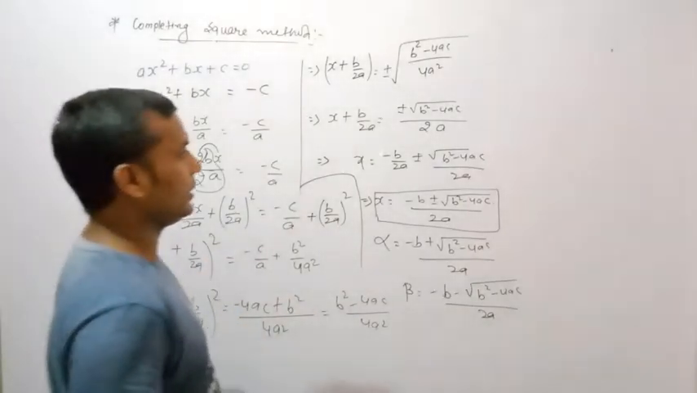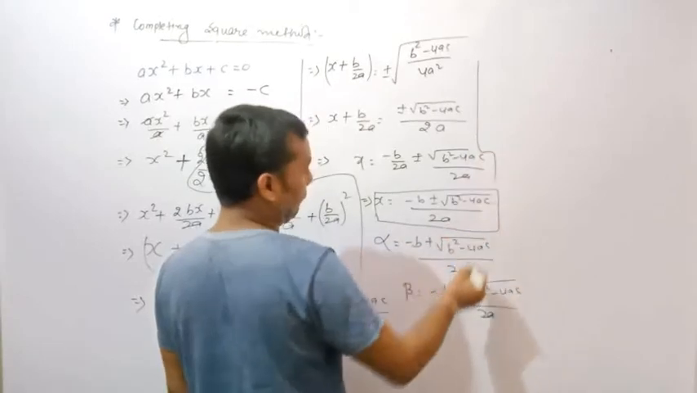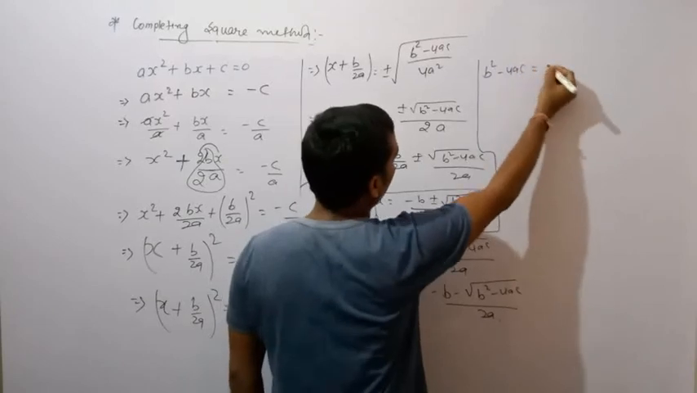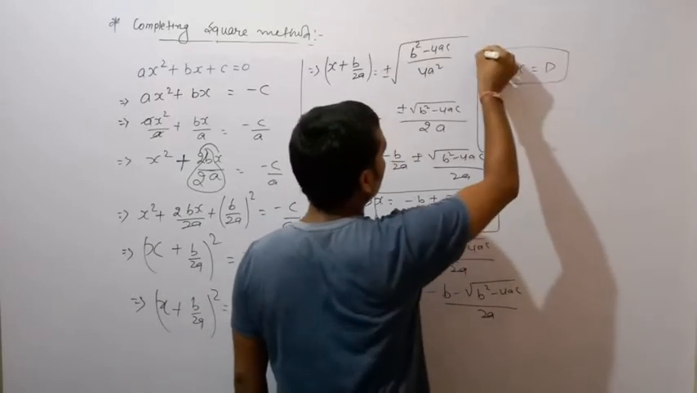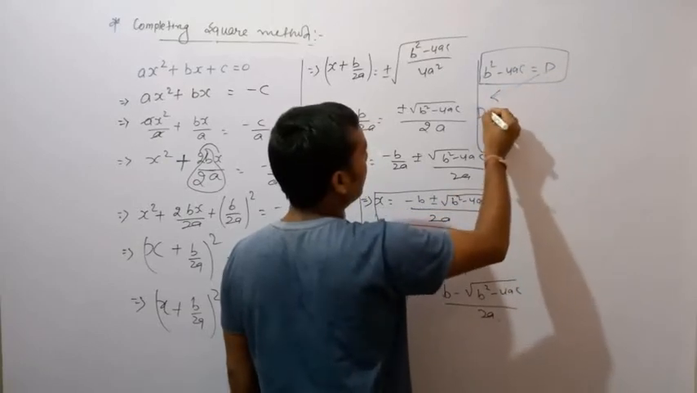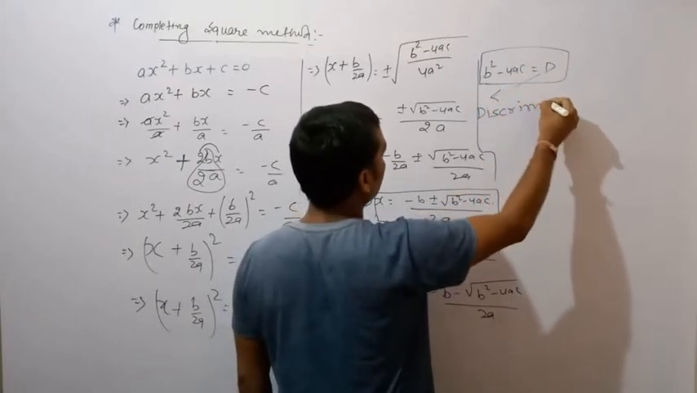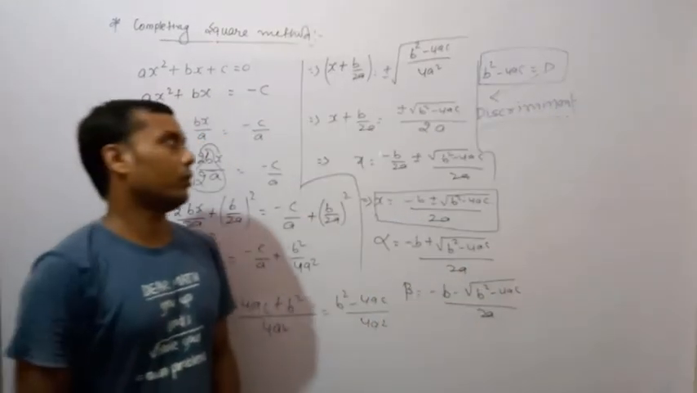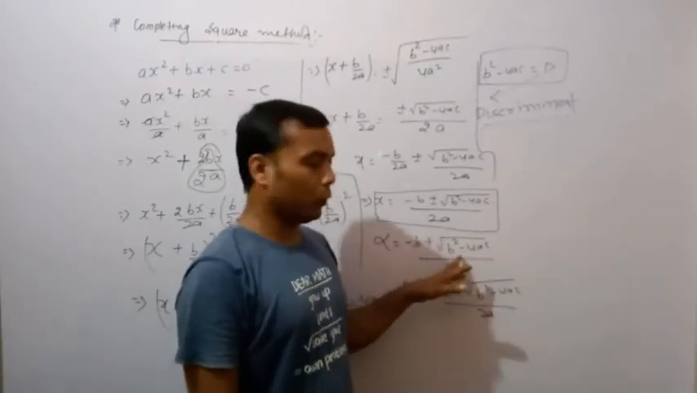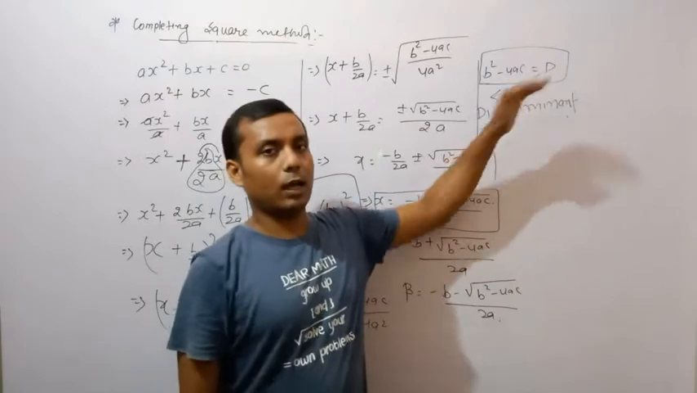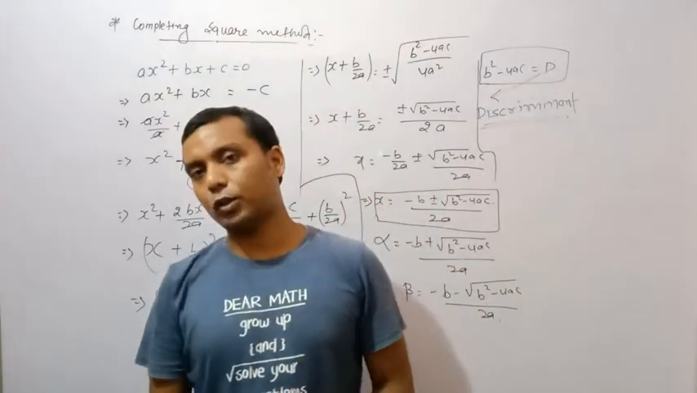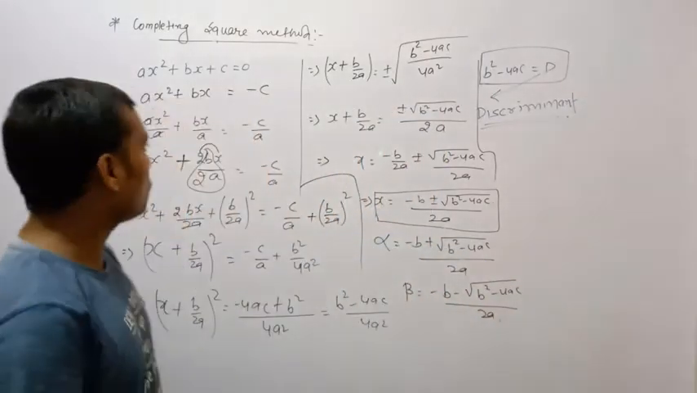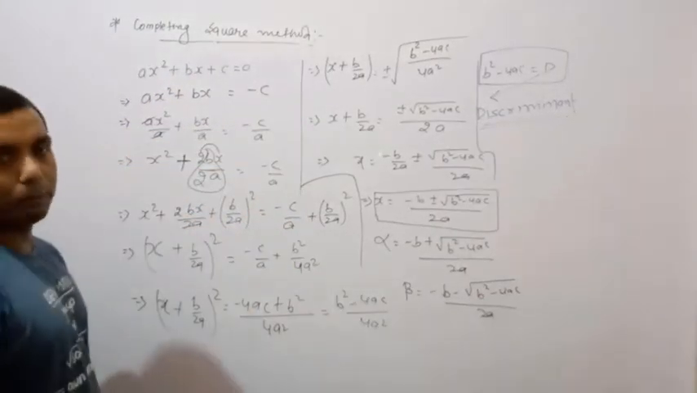Before discussing that, let's see: here we have used b² − 4ac. This b² − 4ac is also known as D. D stands for discriminant. What we have obtained in the root, b² − 4ac, is known as the discriminant. About the discriminant we have some topics that we will see in our next video. Now we will see one question that can be solved using the completing square method.